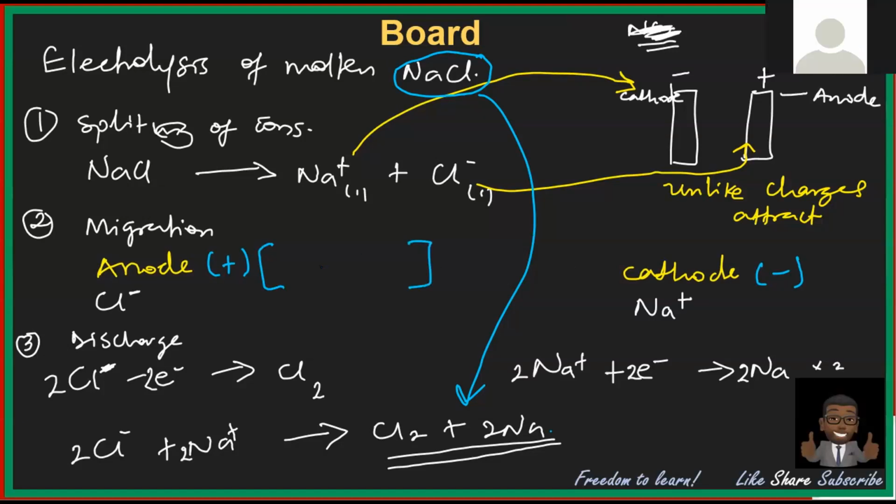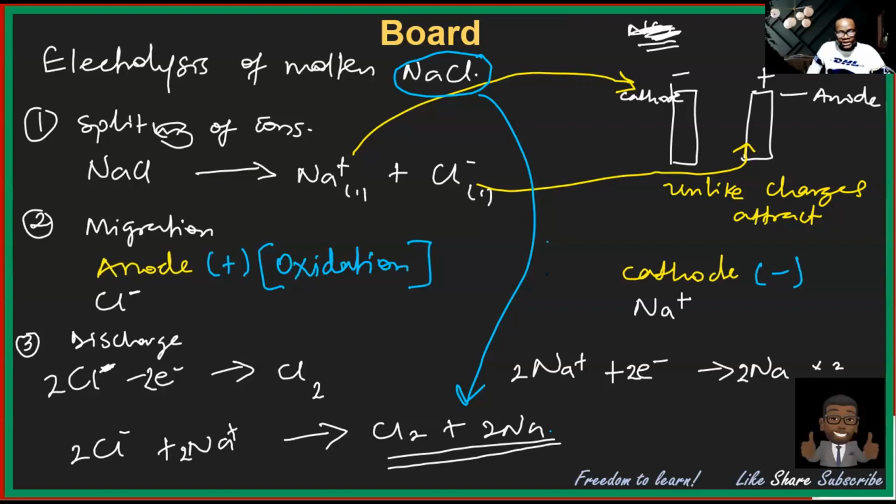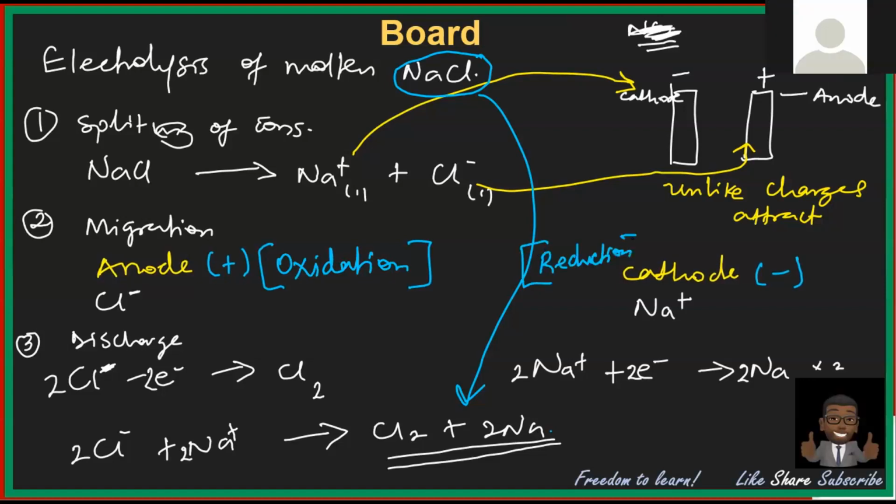Answer is oxidation. Why do you say it's oxidation? Because it's losing electrons. Brilliant, brilliant. So on the cathode, what do we have? Reduction. Why? Because it's gaining electrons. Because it is gaining what? Electrons. So sometimes they can tell you, write the oxidation half equation.